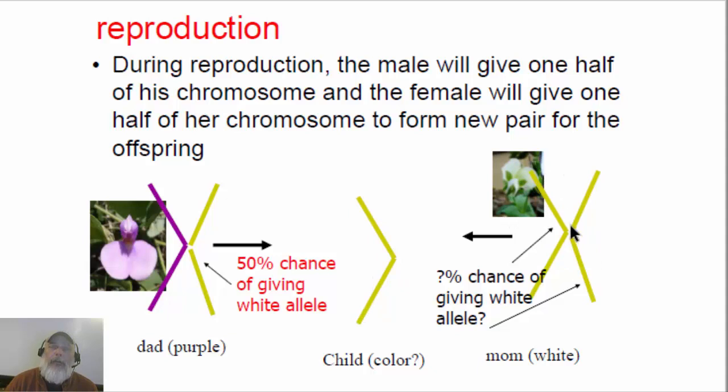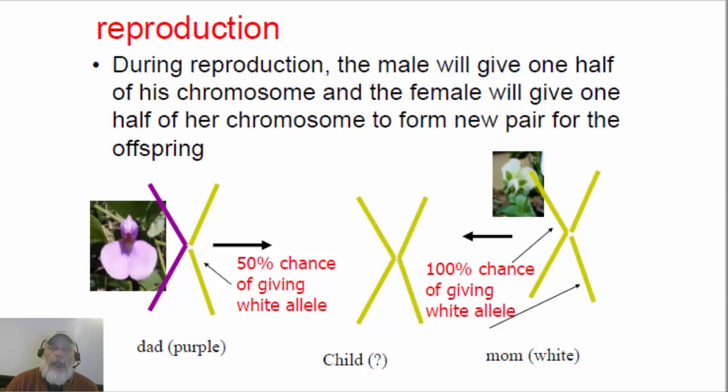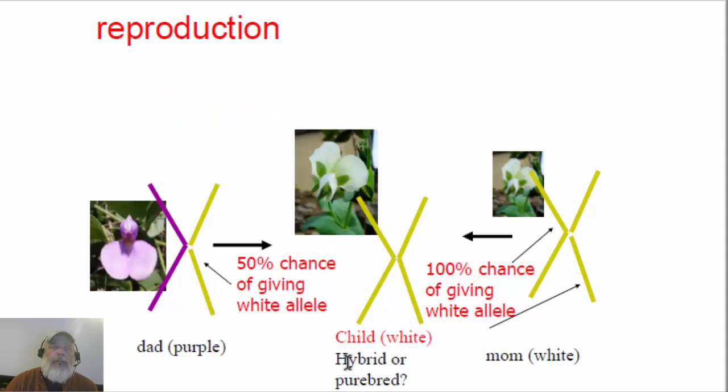So if Dad gives this allele to the child, and then we go over here and take a look at Mom, Mom can either give this one, a white colored flower allele, or this one, a white colored flower allele. What is the percent chance of Mom giving a white colored flower allele? Well, it's 100%, because if this gives heads, it's white, tails, it's white. Okay, so here it gives the child the white colored allele, and if Dad gives this one, what color flower is the child going to be? The child is going to be white because it has white flower color. Would we call this hybrid or purebred? We're going to call this purebred, and it's purebred because both alleles are the same.